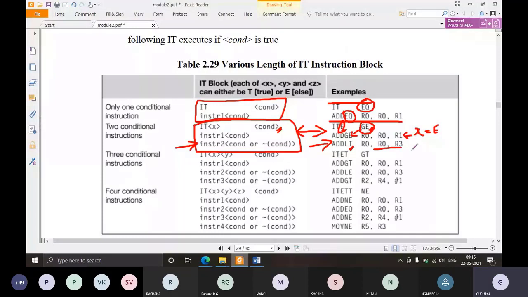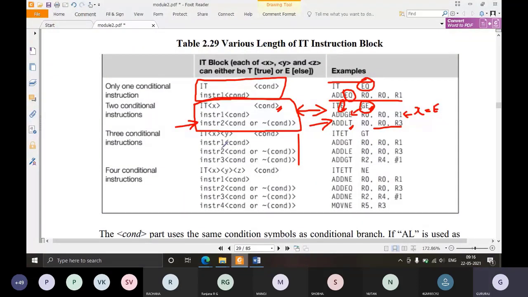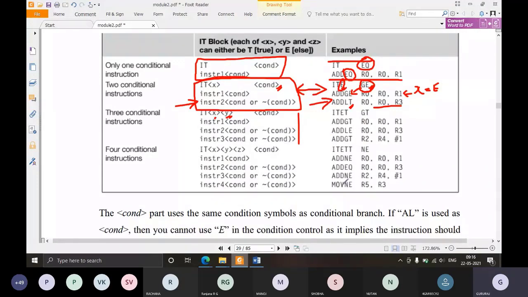Okay, so like this. So there are other variants. So this is IT with 3 instructions. As soon as there are 3 instructions, the need for X and Y will come. And this is the complete IT block, wherein the maximum instructions are 4, and all 4 instructions are there here. So hence X, Y, and Z, all 3 are required. Fine.